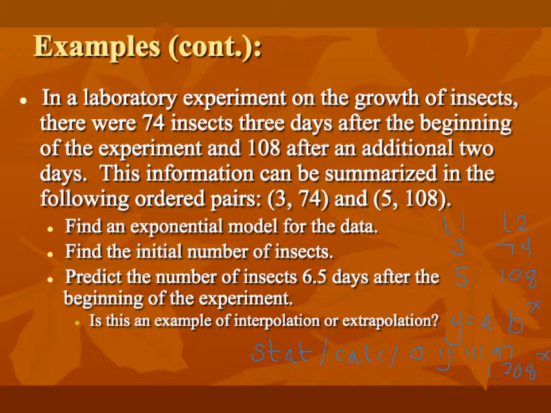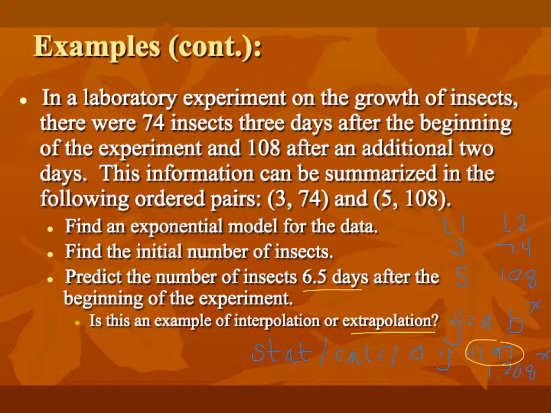Find the initial number of insects. Well, of course, that means that's the A value. And the A value that we got was 41.97. Also, we're asked to identify the number of insects that this model would predict after 6.5 days. Now notice, 6.5 days is outside of the range of our data provided because our data only went from 3 to 5 days. So 6.5 days is an example of extrapolation. So we have to be cautious about how confident we are in this estimation.